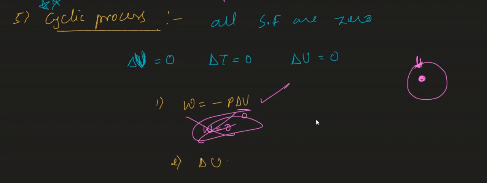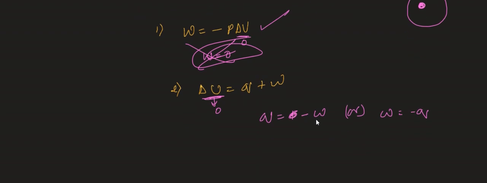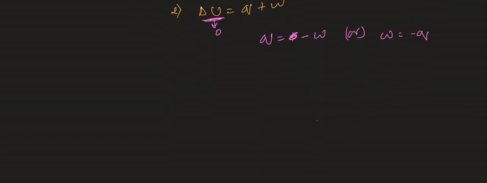The second one is delta U is equal to Q plus W. Can I say here delta U is a state function, so its value is 0? So therefore finally you can write Q is equal to minus W, or you can write W is equal to minus Q. Clear till here? I hope you people understood here. Right, moving to the next one, the note.